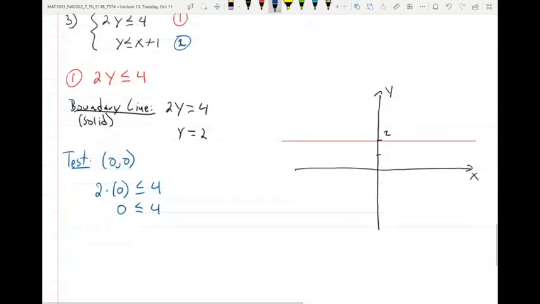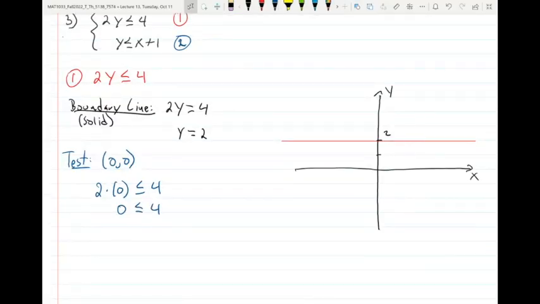So what can you say? Is it a solution or not, the test point? So we are testing this guy right here. Is it a solution? Yes. It is a solution because this is a true statement. So what does that mean?